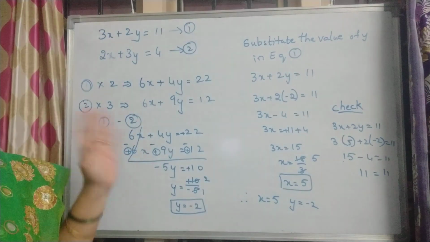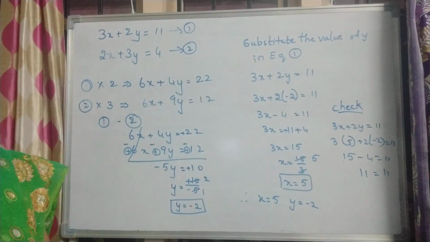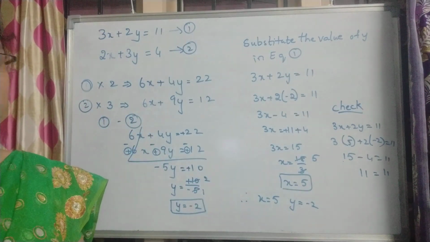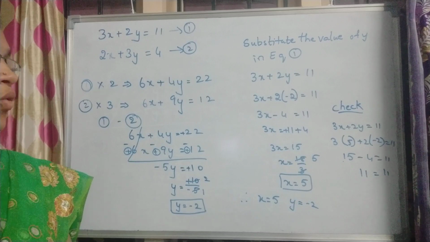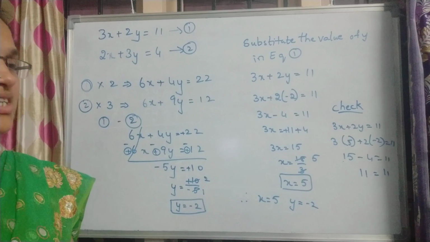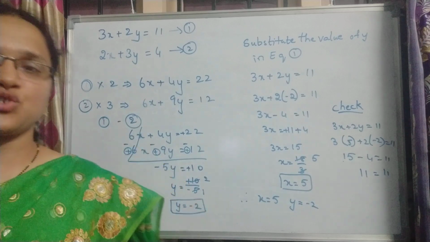So, hope you understood this. Practice this well, children. So, these are the two important methods which are there for pairs of linear equations of two variables. Finding the value of the two variables using different methods. One is elimination and one is substitution method.